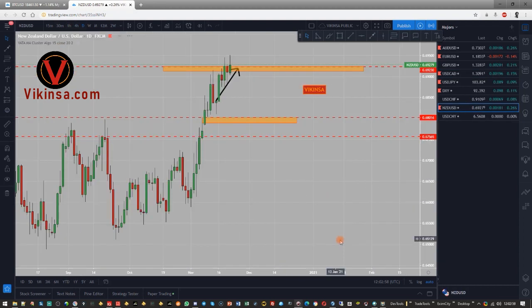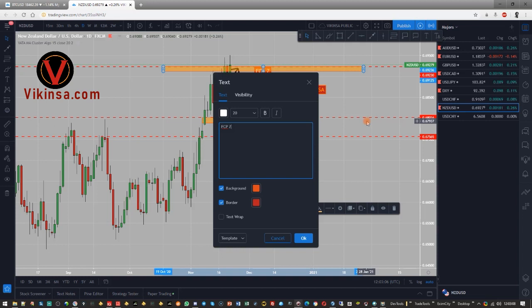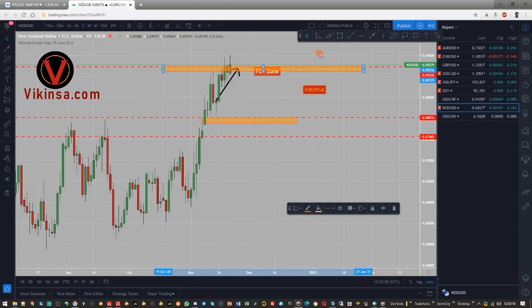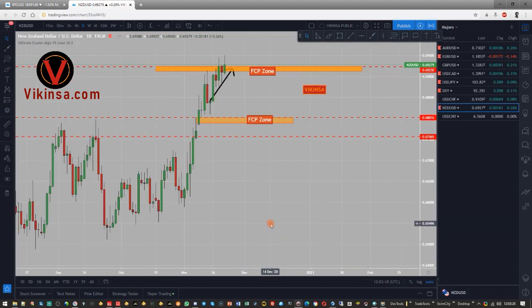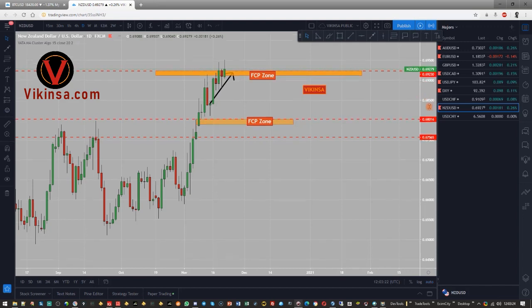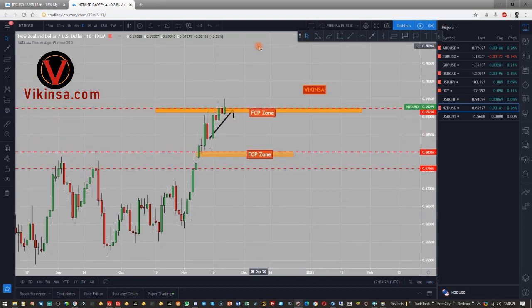NZDUSD has played out nicely. We were expecting it to come to this FCP zone. This was our FCP zone that we were looking for, and we also had one here right now. Because it has moved into that FCP zone, I'm looking for a short right now, unless it actually gives me proper confirmation that it wants to go higher.